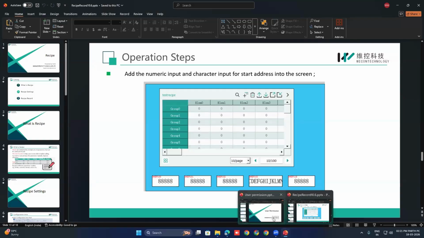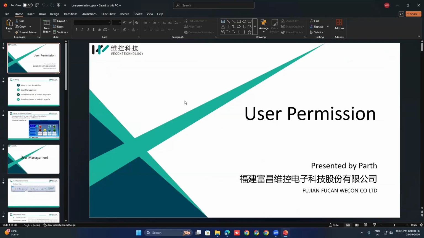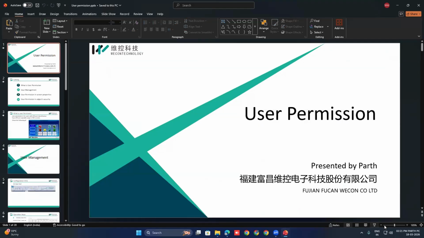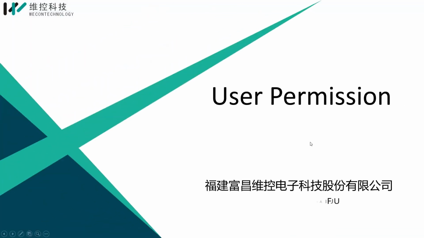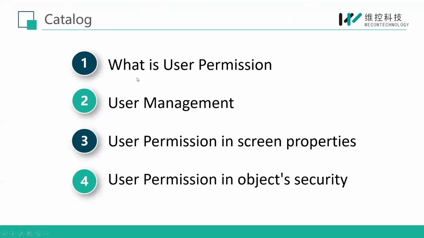And now our last topic of this training. This is the last topic of our training, user permission. So let me just start. So first of all, this one is divided into 4 steps: what is user permission, user management, user permission in screen properties, and user permission in object security.